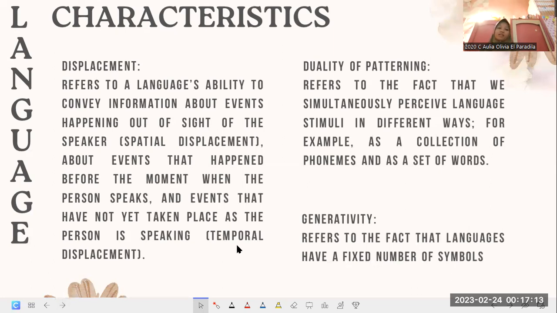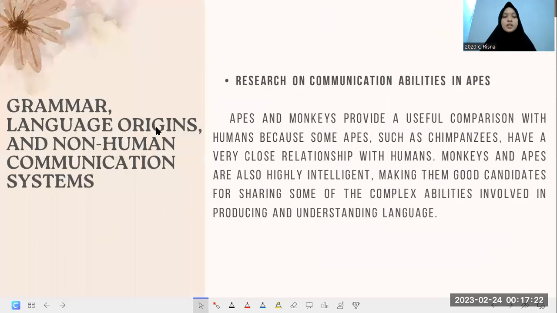Okay, that's all for me. I'll give it back to the moderator. All right, thank you, Olive. The next material will be delivered by Noor Azizah. So Azizah, time is yours.